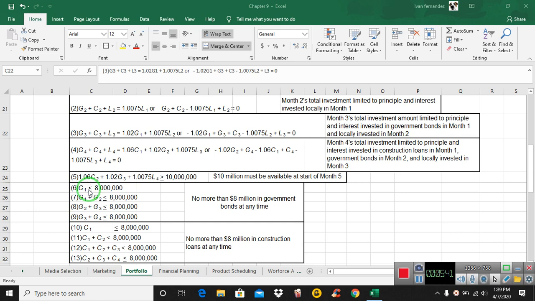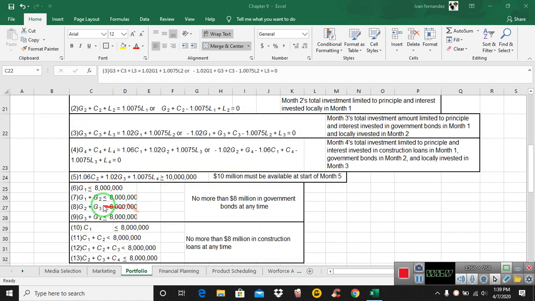Then we have these, which are very simple, right? No more than $8 million in government bonds at any time. So for those 4 periods, for the 4 months, G1 cannot be more than 8 million. G1, G2, that's basically in the second month, cannot be more than 8 million. In the third month would be G2 plus G3, cannot be more than 8 million. And finally, G3 plus G4 cannot be more than 8 million.